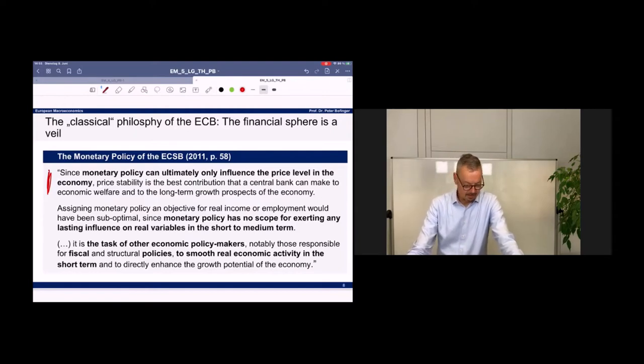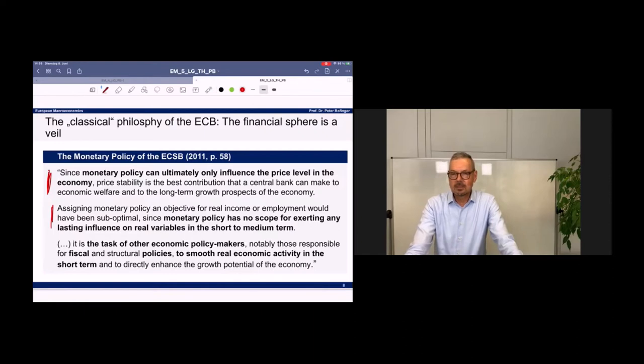It's quite interesting then, and also exactly 100% the classical view: "Assigning monetary policy an objective for real income or employment would have been suboptimal, since monetary policy has no scope for exerting any lasting influence on real variables in the short to medium term." No effect of the financial sphere on the real sphere, even in the short to medium term. No effect at all.